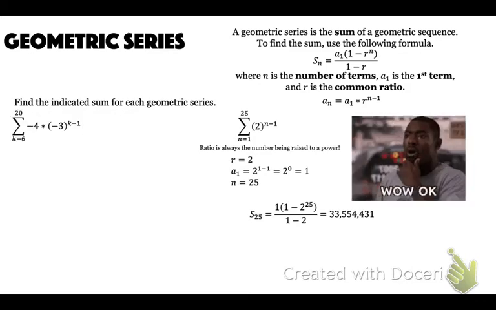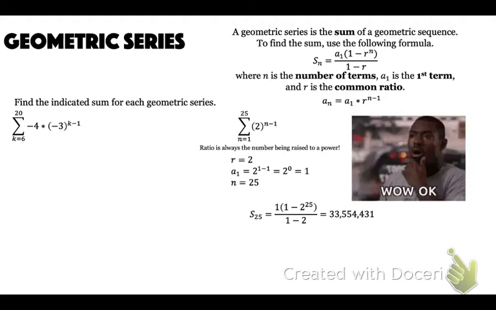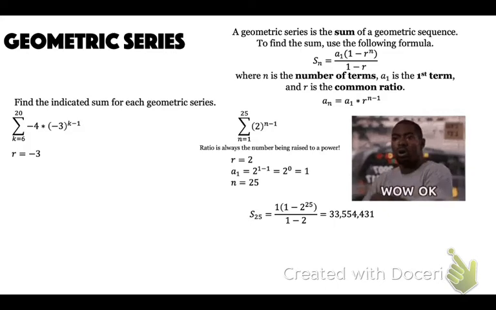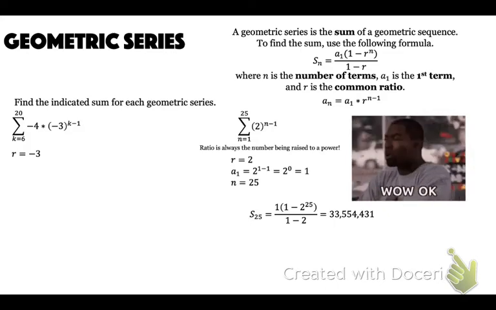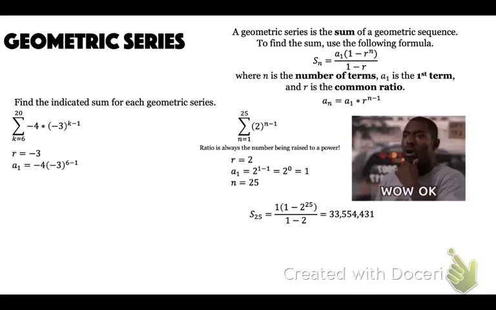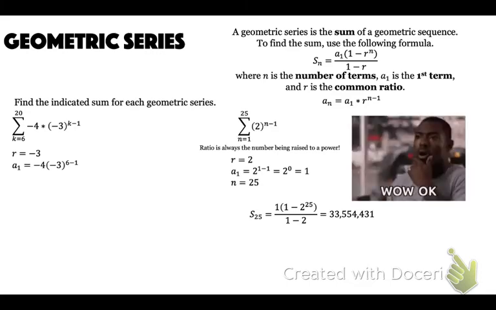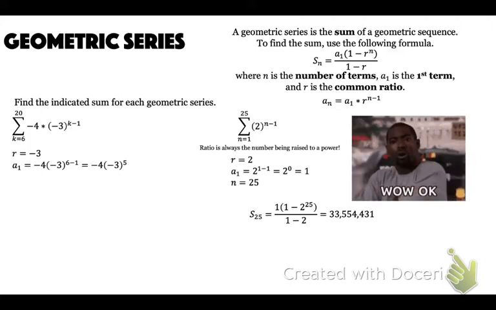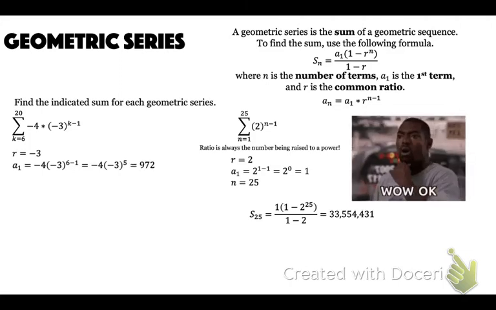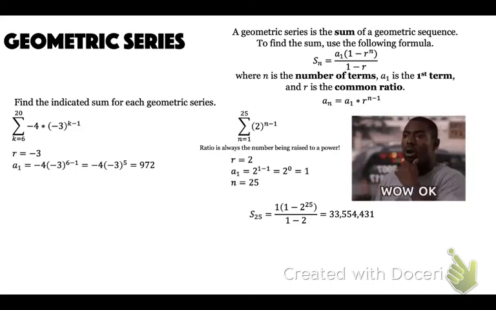Okay. Wow. Okay. So this one, now my r again is always the number being raised. So it's negative 3. A sub 1, I need to plug in the bottom number. So I need to plug in 6. So if I plug in 6 up here, I get negative 4 times negative 3 to the 6 minus 1 power, which is negative 4 times negative 3 to the 5th power, which ends up being 972. So that is my first term.